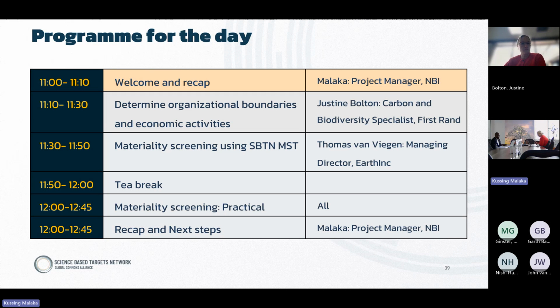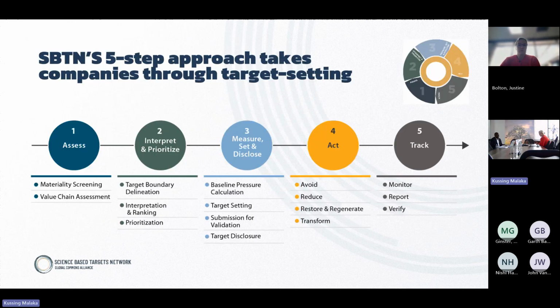In the last session, we had Sophie Lacombe from SBTN taking us through the SBTN process. It is a 5-step process, starting with assess and going through to tracking your targets. But for the purposes of this capacity building program, we are only focusing on step 1 of the process. In step 1, it's materiality screening that I've already mentioned.